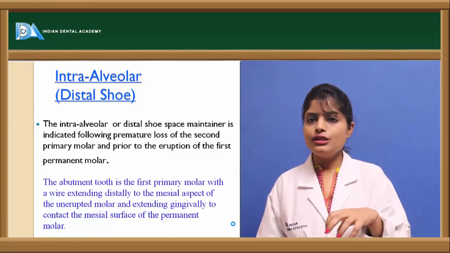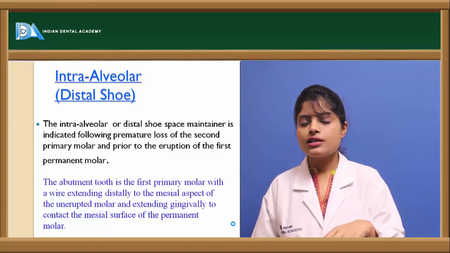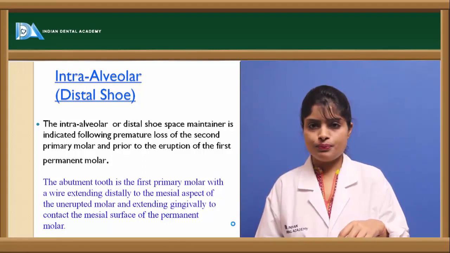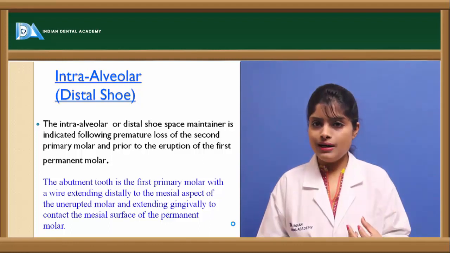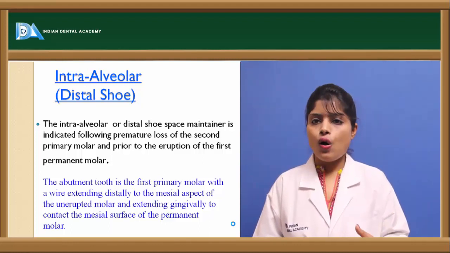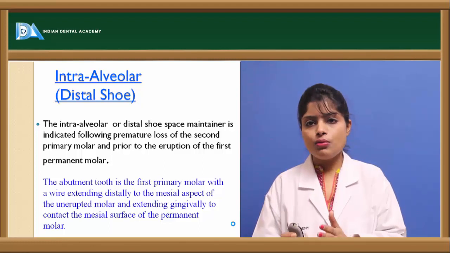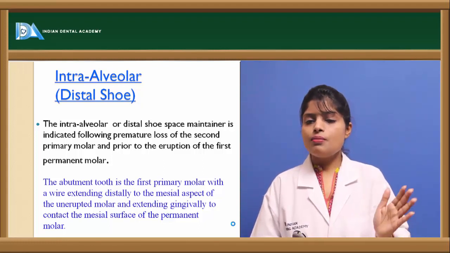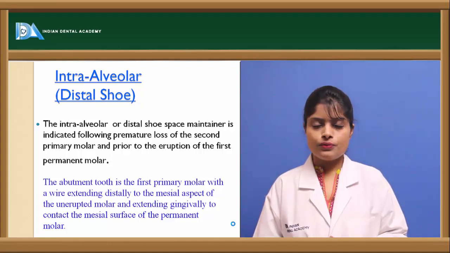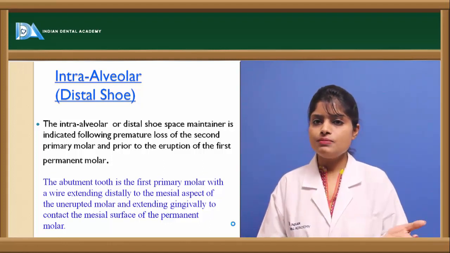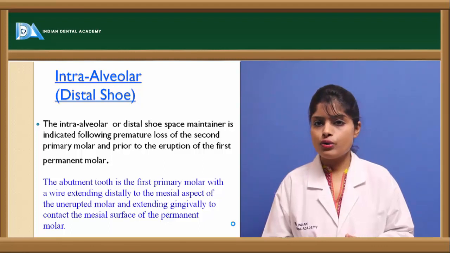Here, the abutment tooth or the tooth for support is the first primary molar. It can be used in cases where there is premature exfoliation of the second primary molar, but it is used before the eruption of the first permanent molar, so as to guide the first permanent molar in the oral cavity.